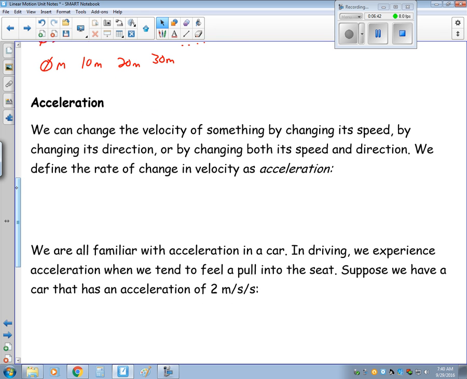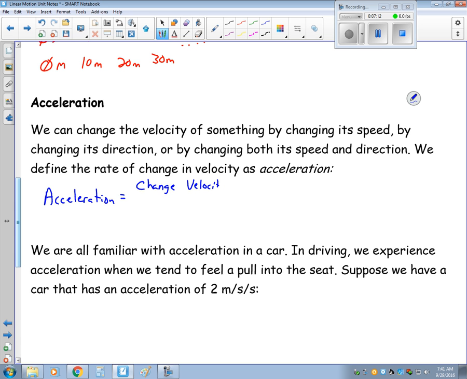Okay, acceleration. This is how we change the velocity with respect to time. So we can change the velocity of something by changing its speed, by changing its direction, or by changing both its speed and direction. And that's what we call an acceleration. So, acceleration is equal to a change in velocity over time.